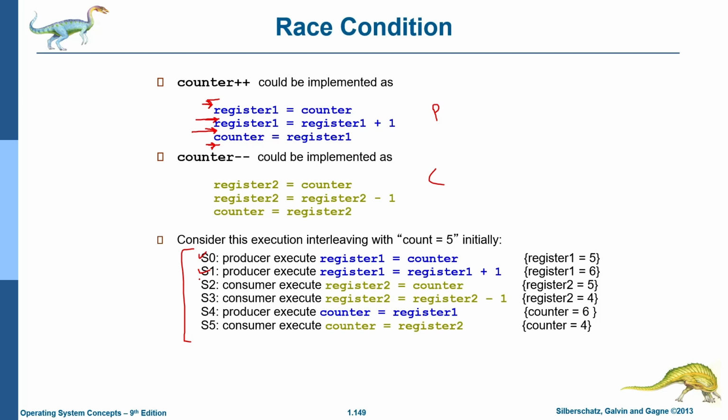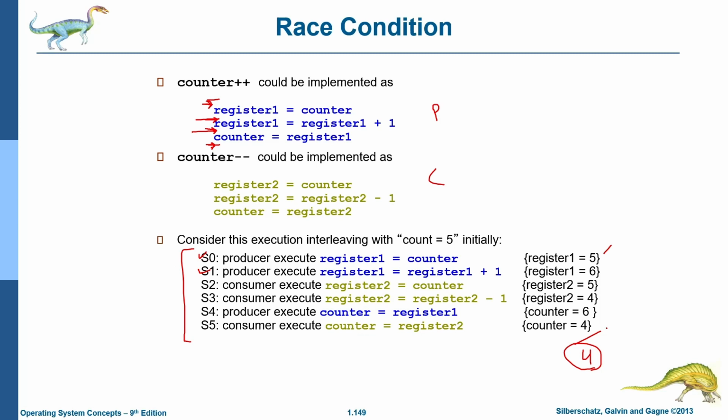Before it could write anything back to the counter variable, the consumer started executing. It read the value of counter, which is still 5, since the producer has not been able to write it back yet. It reads 5, reduces that to 4. Then the producer runs and resumes where it left off. It had a value of 6 in the register. It writes 6 back to the counter. Then the consumer runs and writes a 4 back. The final value is 4, which is not correct. Started with 5, one increment, one decrement, so that should have remained at 5.